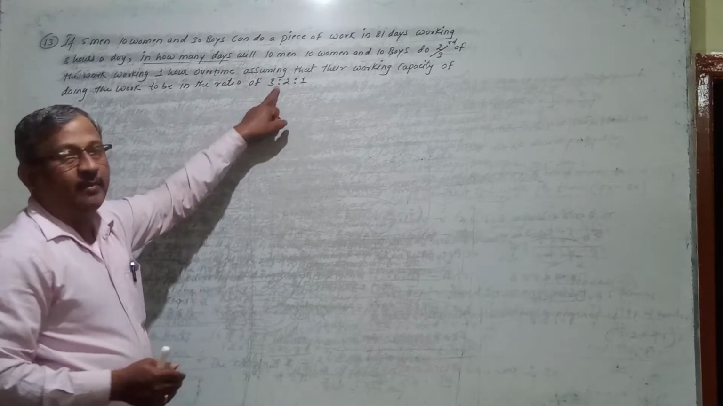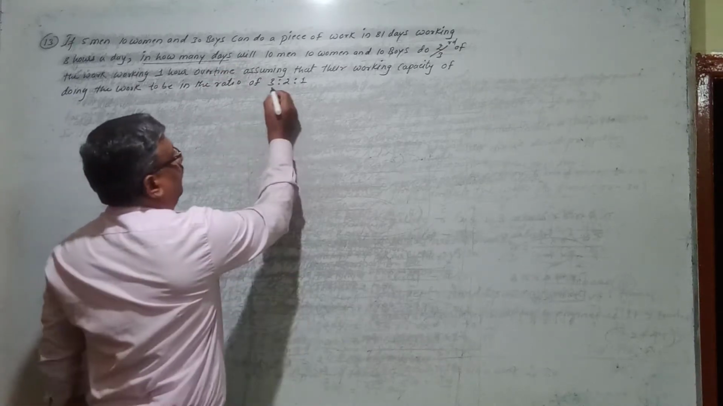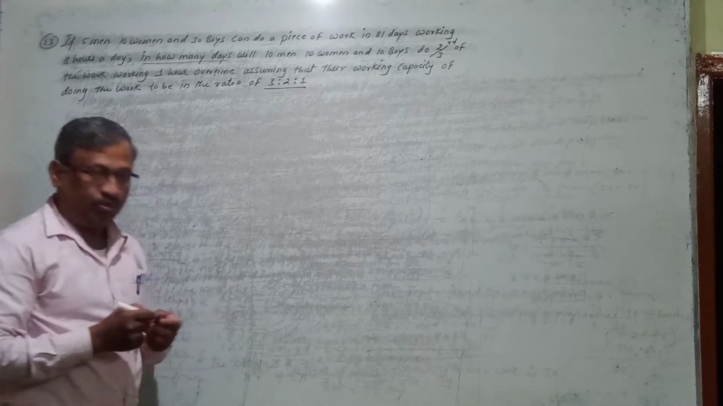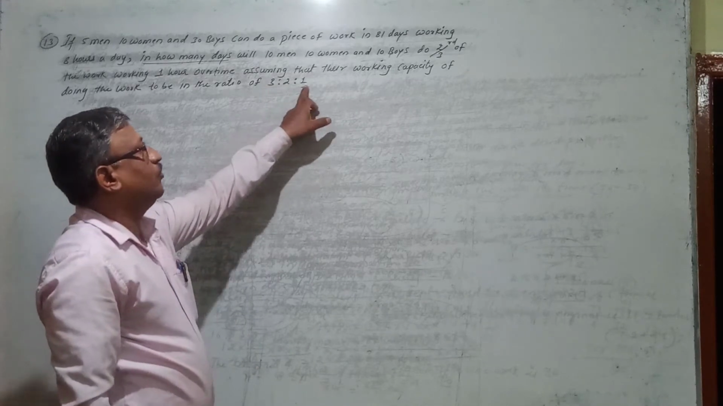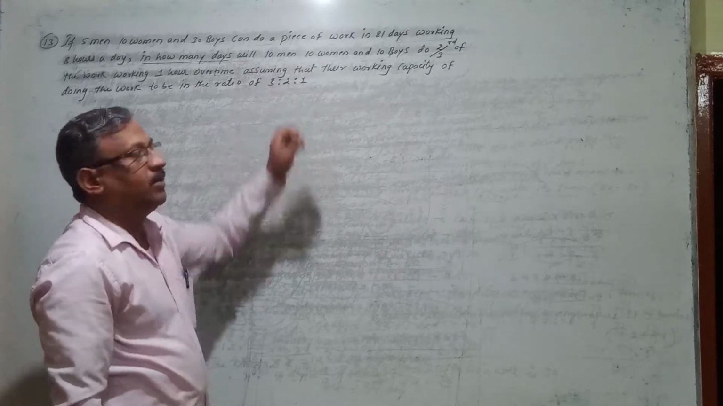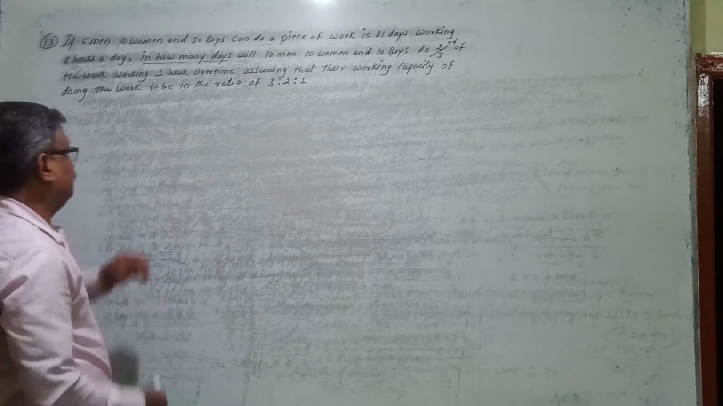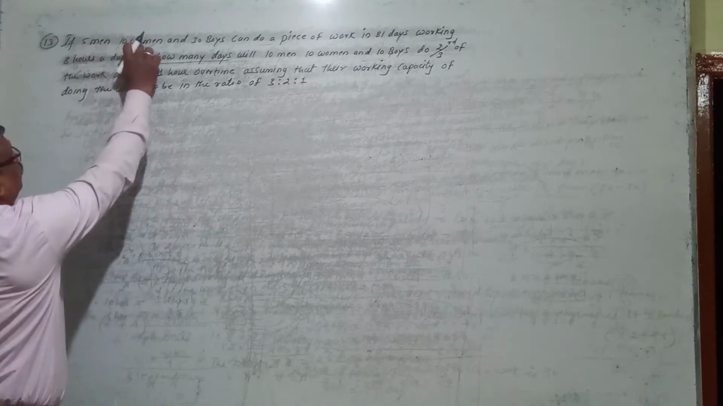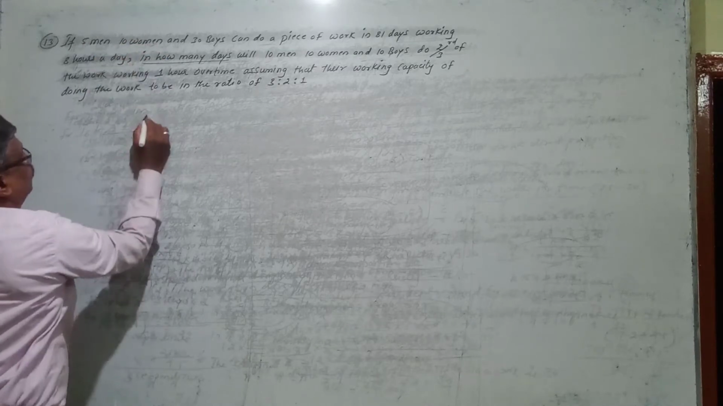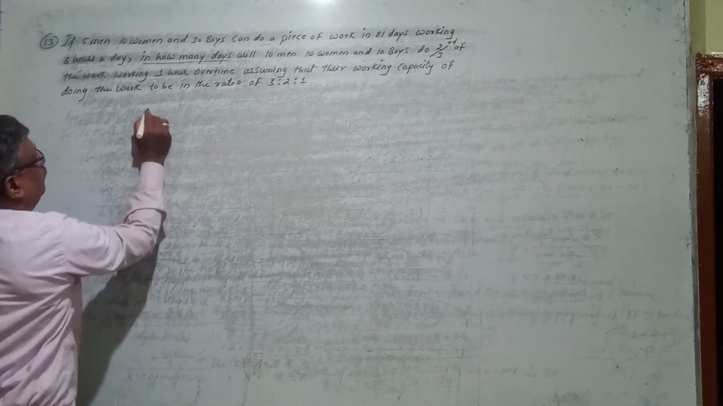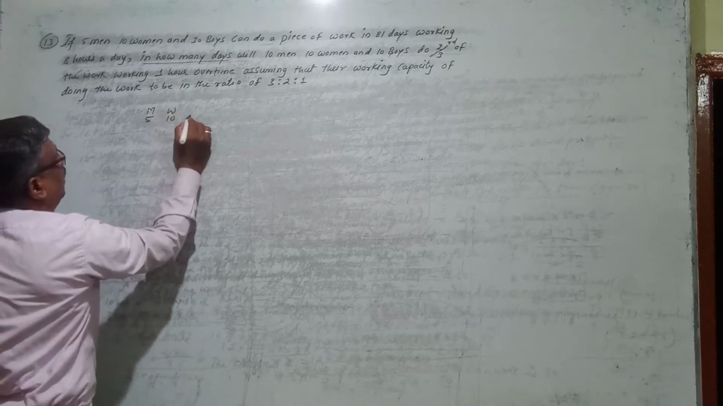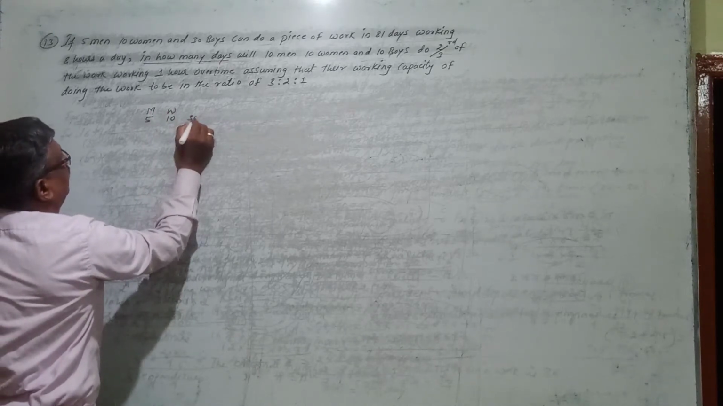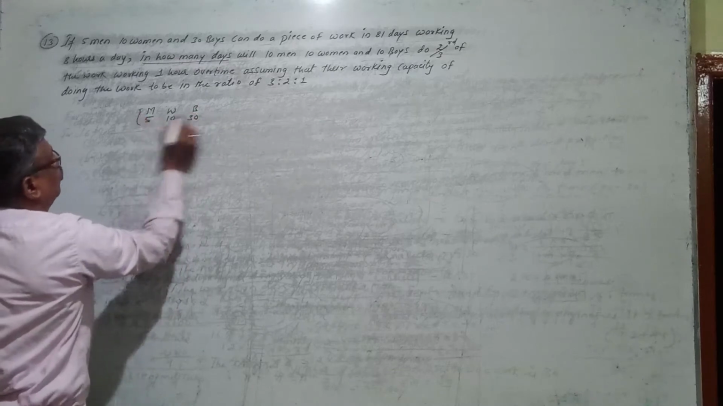If their working capacity of doing the work is in the ratio of 3:2:1. So here they have given the capacity of doing the work of a man, of a woman and a boy. Here in the first group, there are 5 men, 10 women and 30 boys. This is a group.